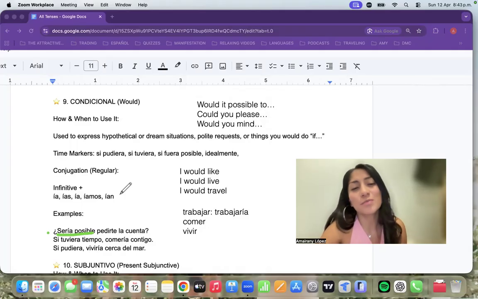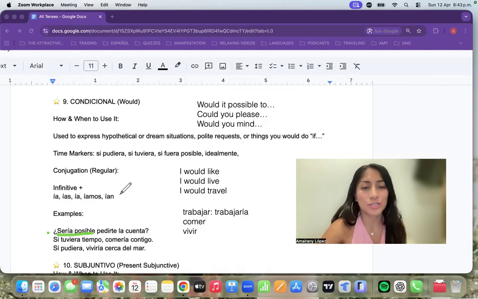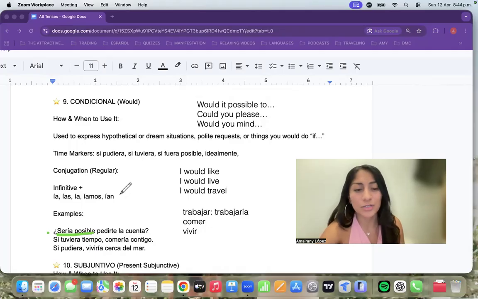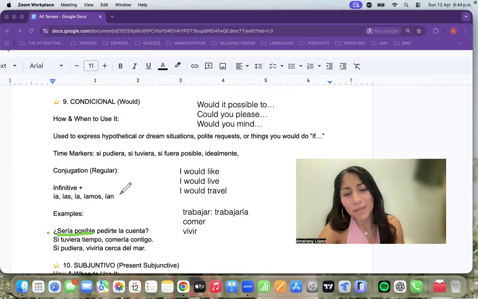Maybe it's a little bit too much in the American culture or Canadian culture, but this is something that happens a lot in Spanish, okay, in Mexican culture. Would it be possible to... What's another thing? Could you please, right? That's podría pedirte la cuenta.